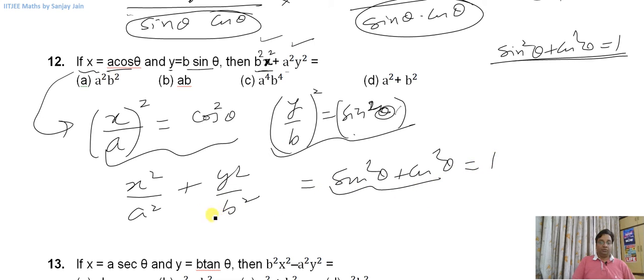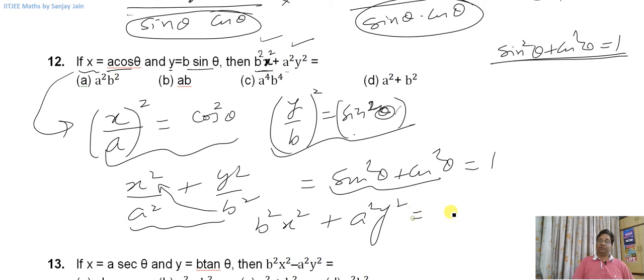Now to solve this, I'll multiply this with x square, so it will be b square x square plus a square y square, and in the denominator I'll have a square b square, which will go to the right hand side like this. So the required expression is equal to a square into b square.